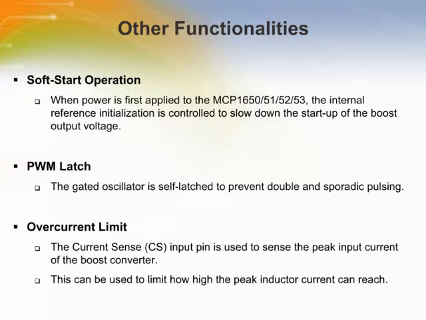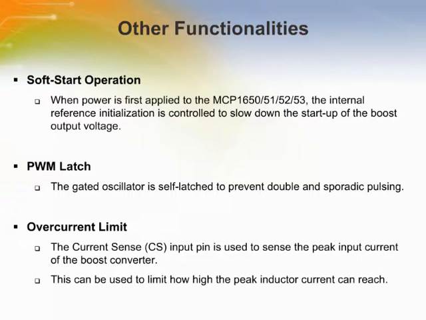The gated oscillator is self-latched to prevent double and sporadic pulsing. The reset into the latch is asynchronous and can terminate the pulse during the on time of the duty cycle. The reset can be accomplished by the feedback voltage comparator or the current limit comparator.